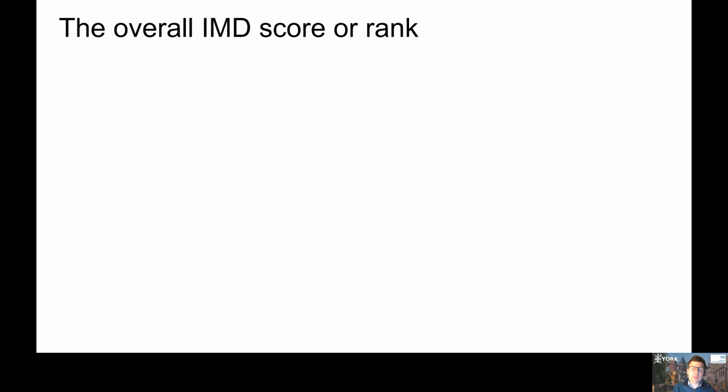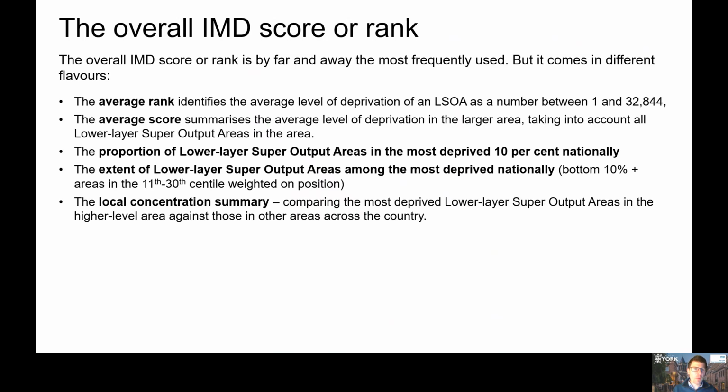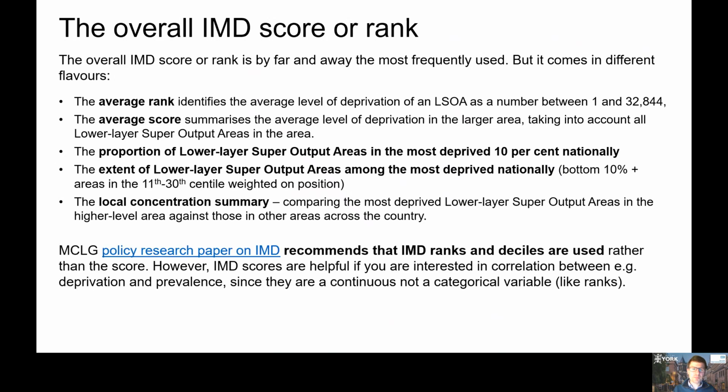So thinking about what we might see sometimes, an overall IMD score or a rank for an area, what does it mean? Well, it comes in different flavours, and I won't go through them in detail, but we could talk about average ranks, average scores, we could talk about a concentration summary, we could talk about the proportion of LSOAs in the most deprived 10% nationally. So there are different ways that the index is summarised.